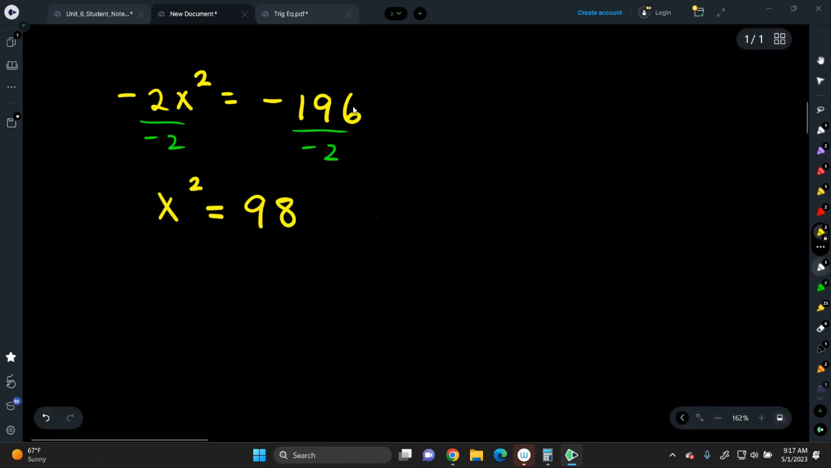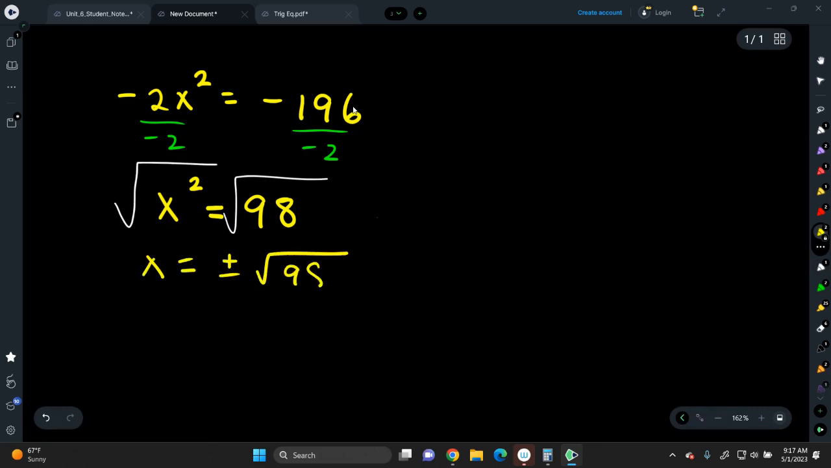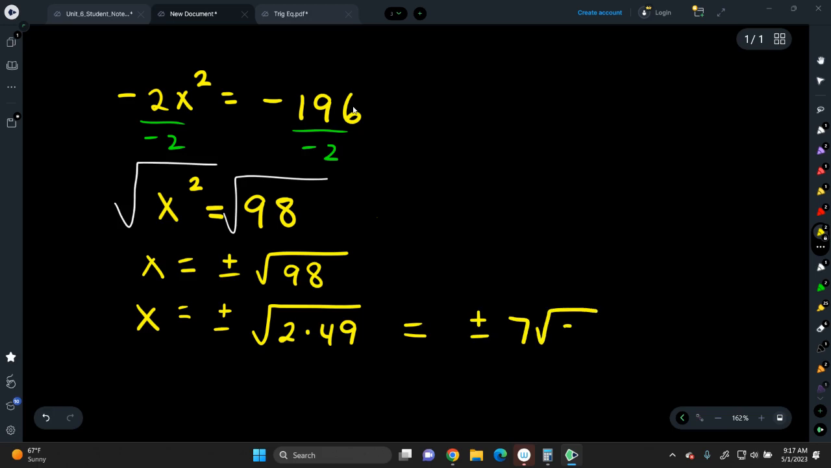Okay, then what do we do? x equals plus or minus the square root of 98. Good. And 98 is 2 times 49. And that's nice. 7 root 2. Good.